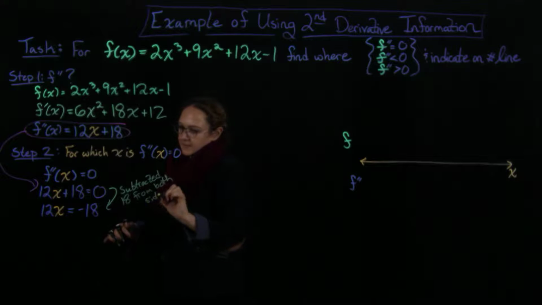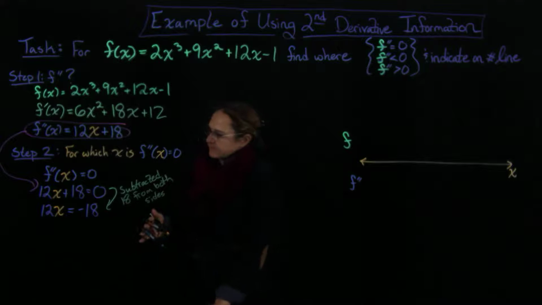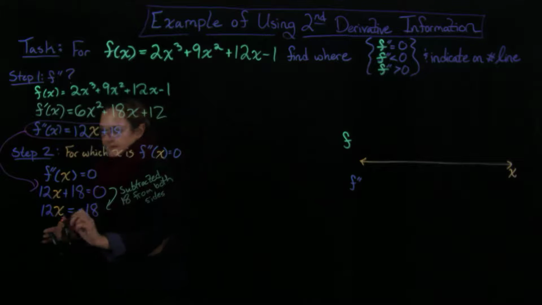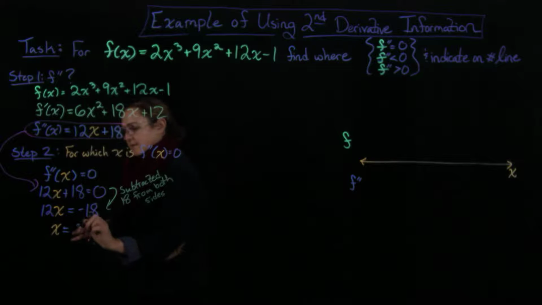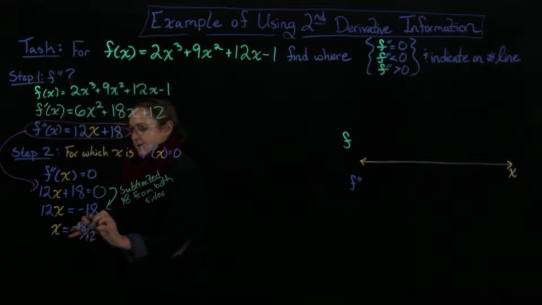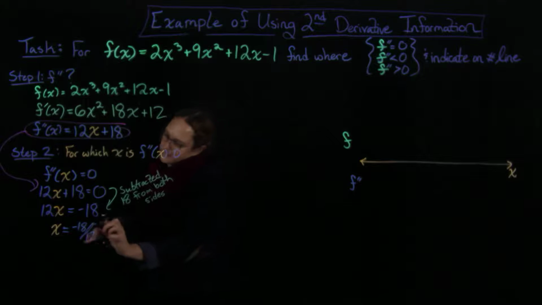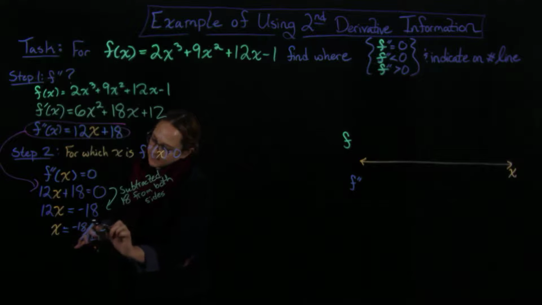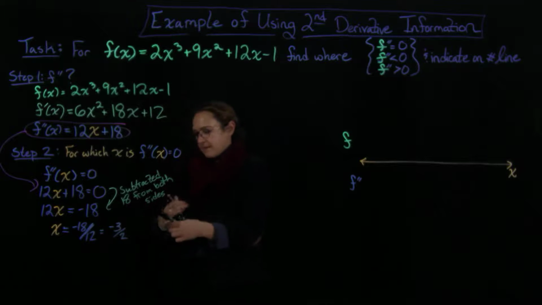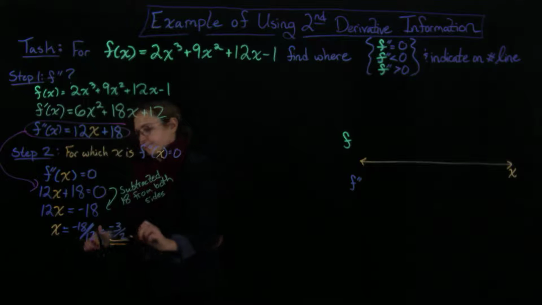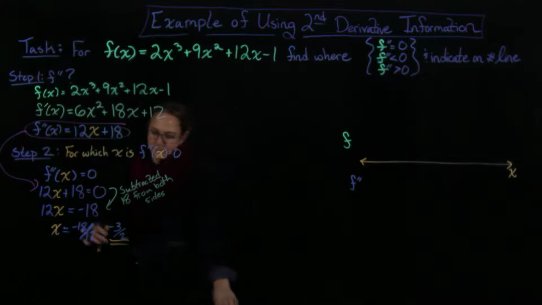Right, because overall what we're doing now is we're going to be solving for x. And so now I have to divide both sides by 12. So I get x equals minus 18 divided by 12. These have a common divisor of 6, so I can divide, so I get minus 3 halves. Okay, so this is my x. Okay, so I solved for x.